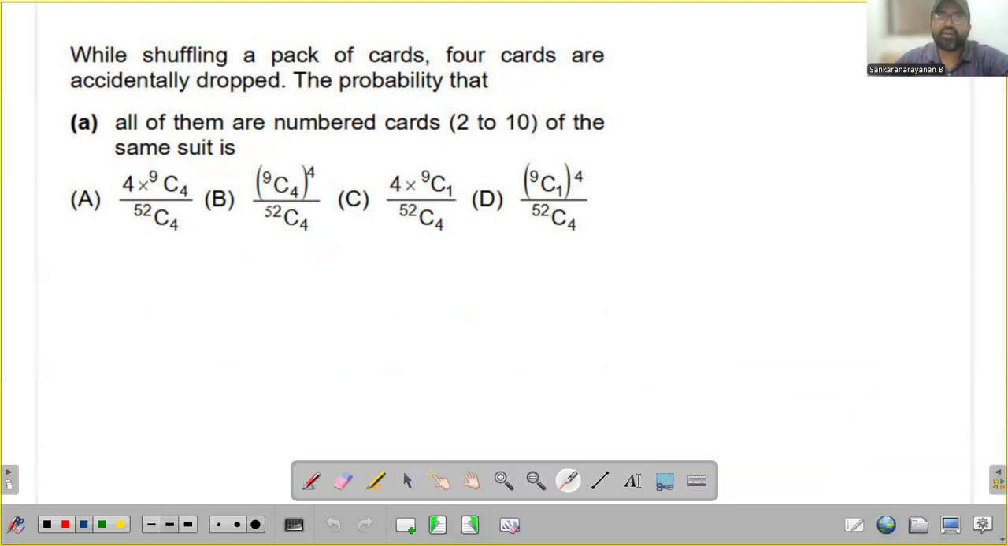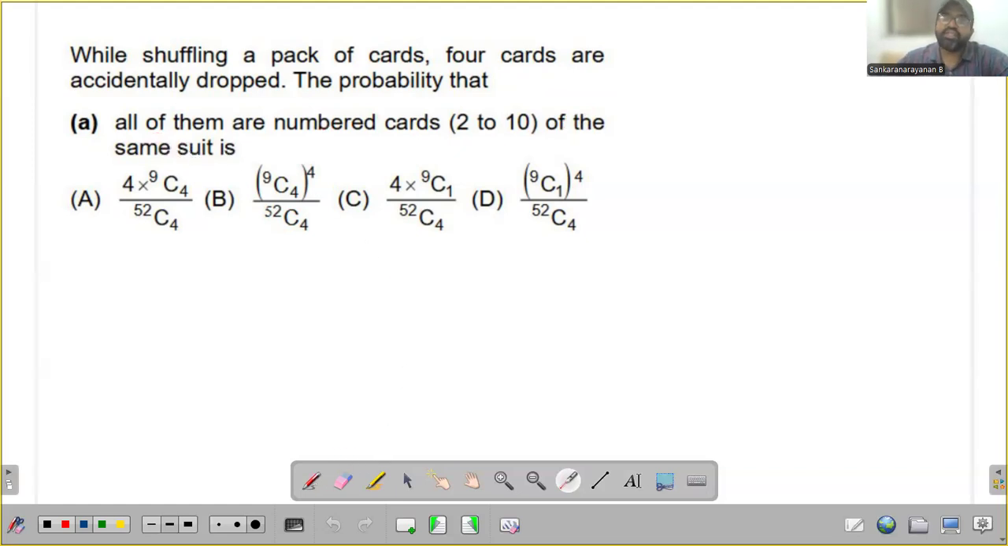While shuffling a pack of cards, 4 cards are accidentally dropped. Okay, so 4 fell down from that shuffling. The question is: what is the probability that all of them are numbered cards from 2 to 10 of the same suit?